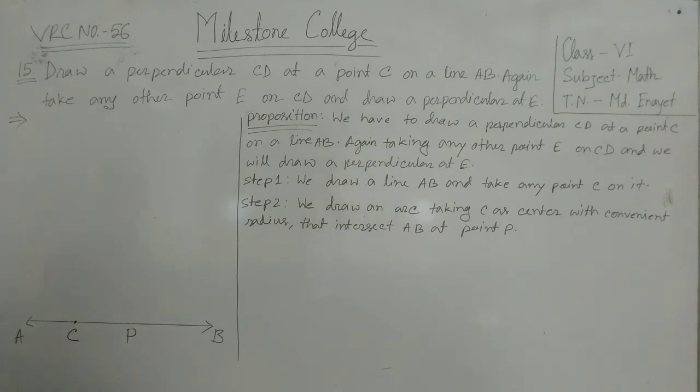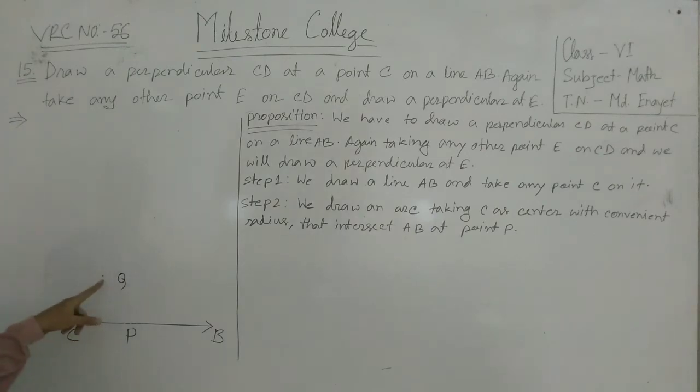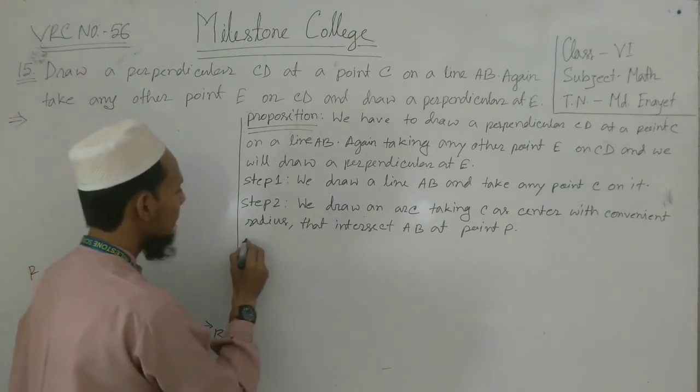So, this is the step. What did we do? Taking P as center with the same radius, we draw an arc that intersects the previous arc at point, say, Q, and taking Q as center with the same radius, we draw another arc that intersects the first arc at point, say, R. So, this is the second step, now the third step.